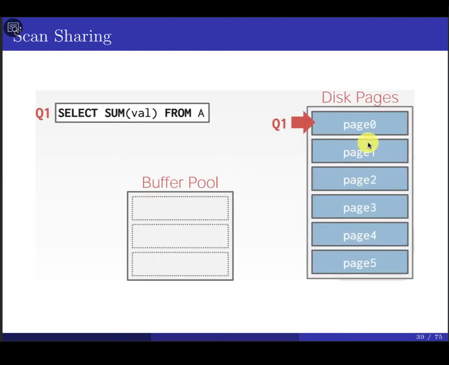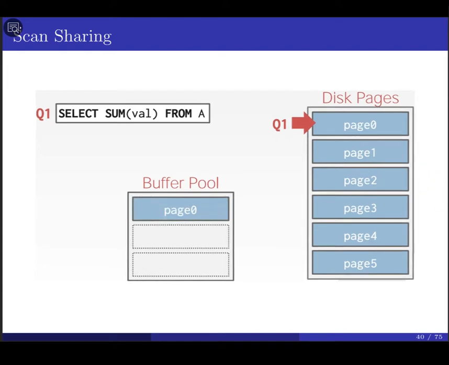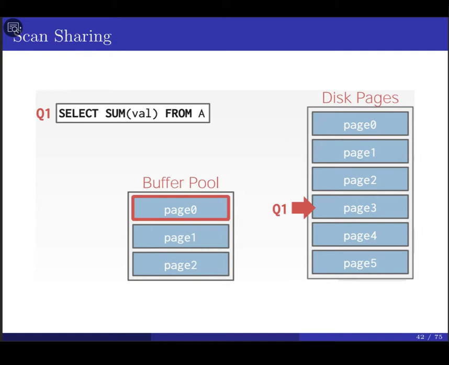Let's go here first. You have one query, Q1, that accesses the entire data from page 0 up to page 5, performing a sum of the values from A, and assume the relation A has only 6 pages. So in this case, query 1 fetches page 0 because it is not there; maybe it uses prefetching, whatever. Assume that everything works fine: page 0, page 1, and page 2. Then the query reaches page 3, and there is no space.